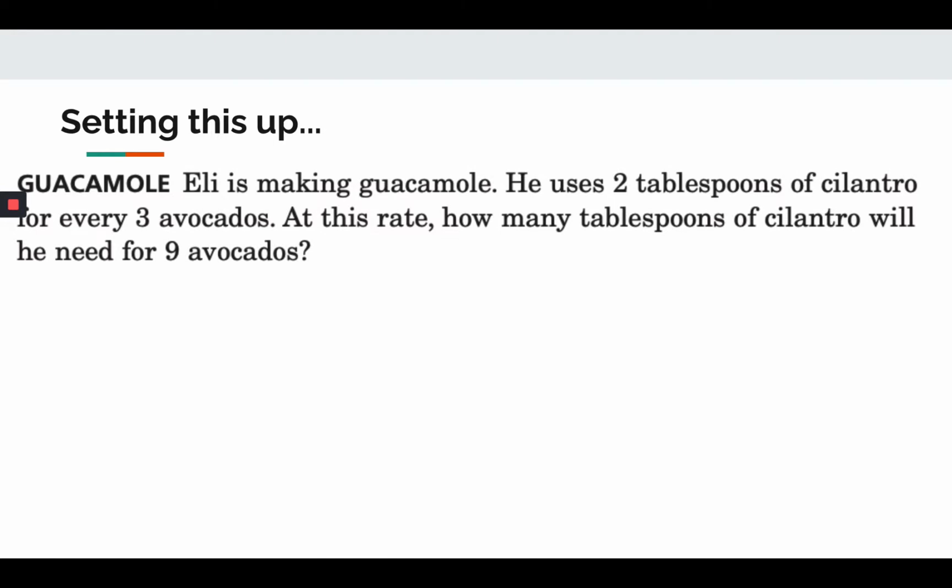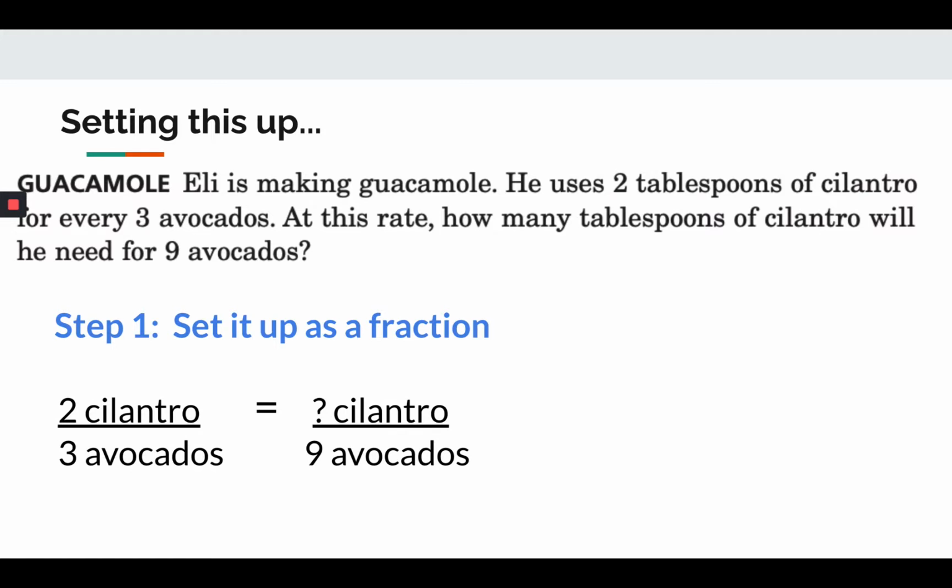So let's set this up with a story problem. Eli is making guacamole. He uses 2 tablespoons of cilantro for every 3 avocados. At this rate, how many tablespoons of cilantro will he need for 9 avocados? So step 1 is to set it up like a fraction. I put 2 cilantro over 3 avocados. You're missing the second number of cilantro over 9 avocados.